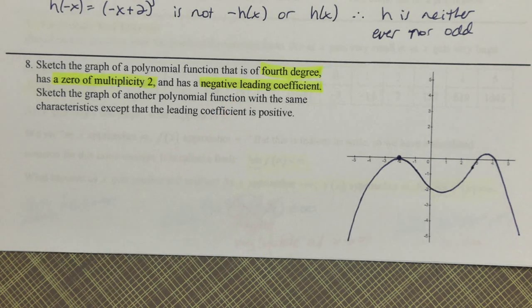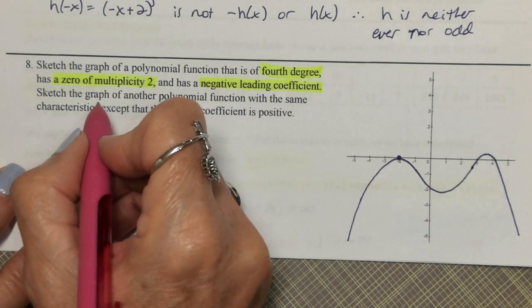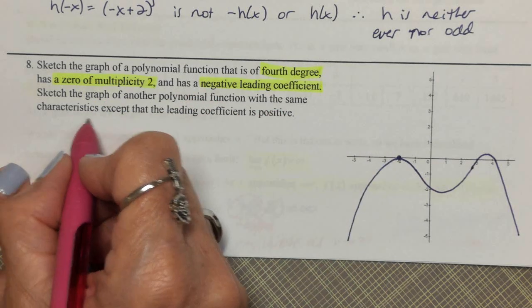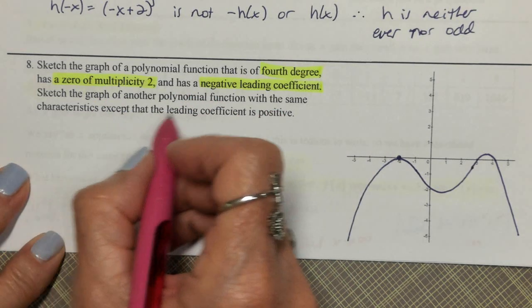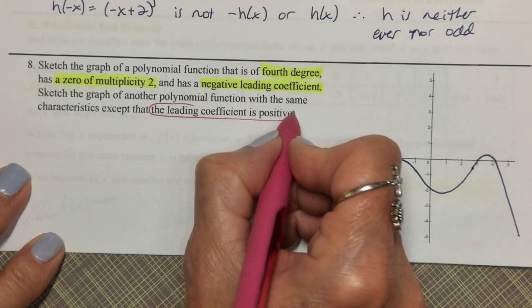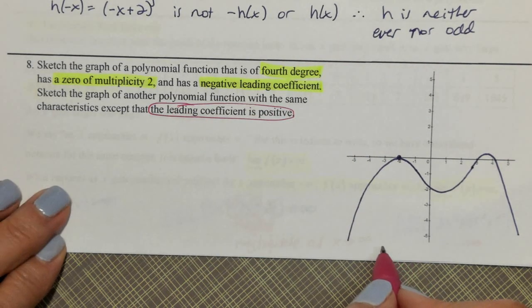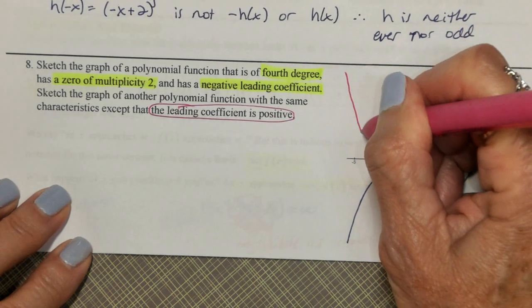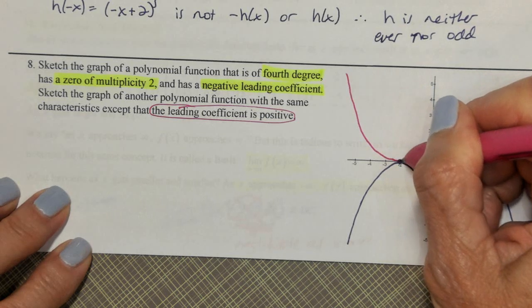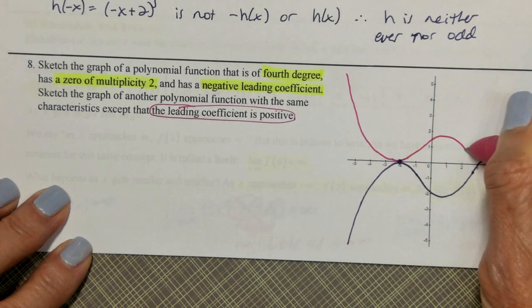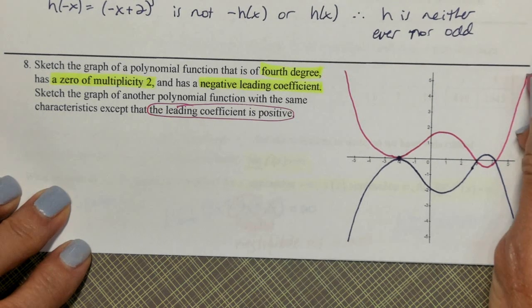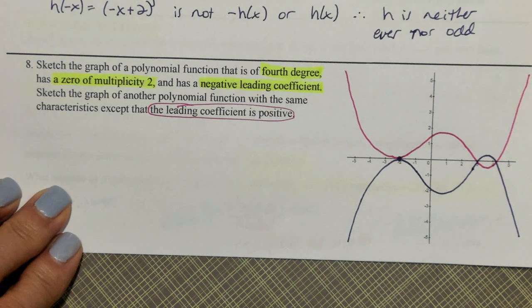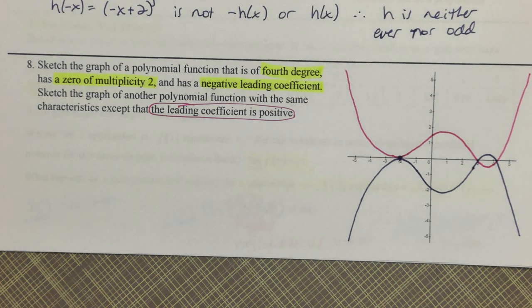All right. Now let's do another graph, sketch a graph of another polynomial function with the same characteristics as above, except that the leading coefficient is positive. Well, if the lead coefficient is positive, then we're just going to be going in the other direction. So I might have fun with this and just make it a little reflection through the x-axis. So that satisfies those conditions. All right, we did a lot today with polynomial functions of higher degrees.